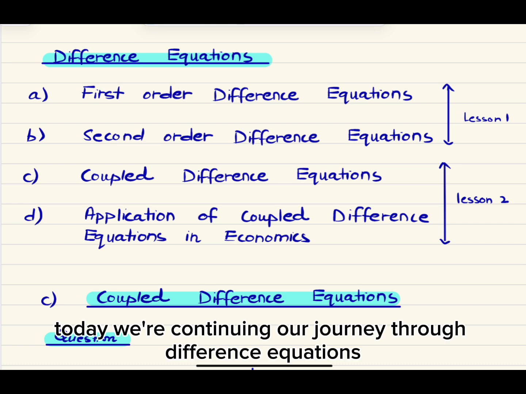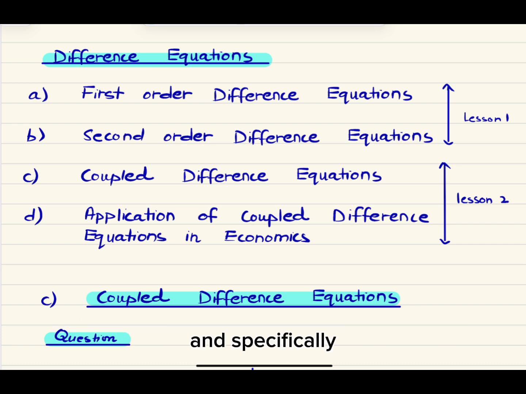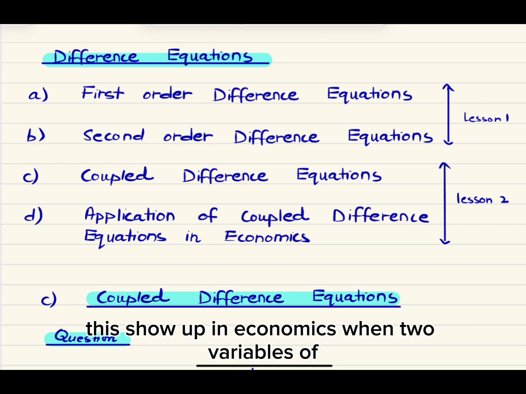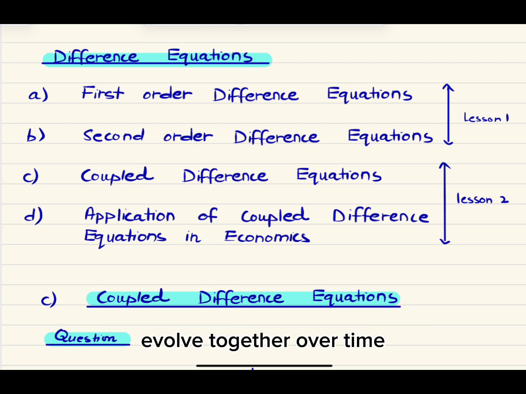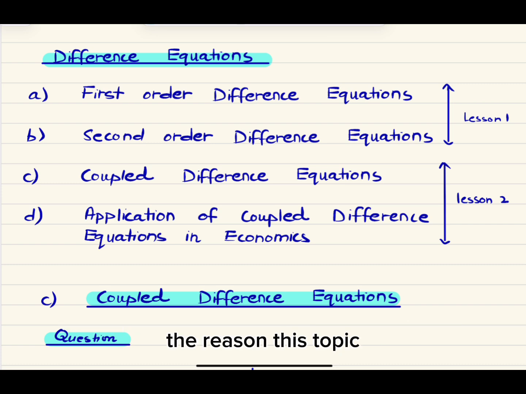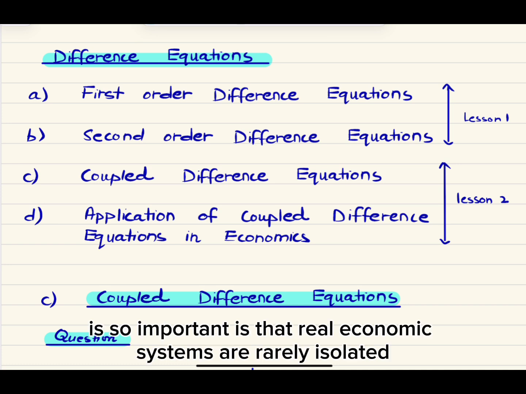Today we're continuing our journey through difference equations, and specifically we're going to move into coupled difference equations. These show up in economics when two variables evolve together over time, influencing each other. For example, capital and output, or price and quantity, or income and consumption. The reason this topic is so important is that real economic systems are rarely isolated.